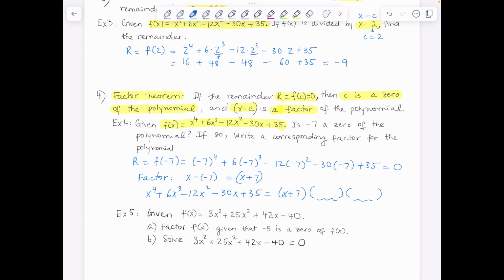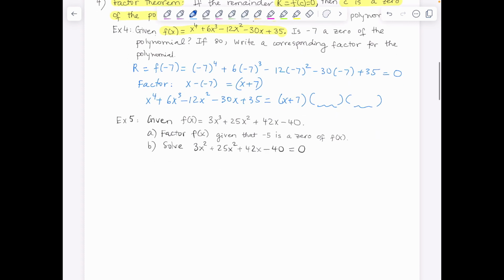In example 5, we're going to try to factor this polynomial of degree 3. f of x is equal to 3x cubed plus 25x squared plus 42x minus 40. Part A, factor f of x given that negative 5 is a zero of f of x. Well, if negative 5 is a zero, which means x minus c in this case is x plus 5, this has to be a factor.